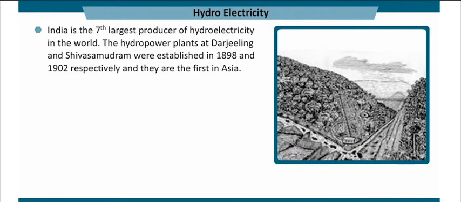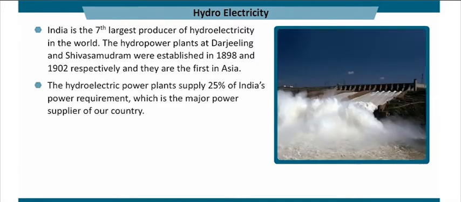Hydroelectricity. India is the seventh largest producer of hydroelectricity in the world. The hydropower plants at Darjeeling and Shivasamudram were established in 1898 and 1902 respectively, and they are the first in Asia. The hydroelectric power plants supply 25% of India's power requirement, which makes them the major power supplier of our country.